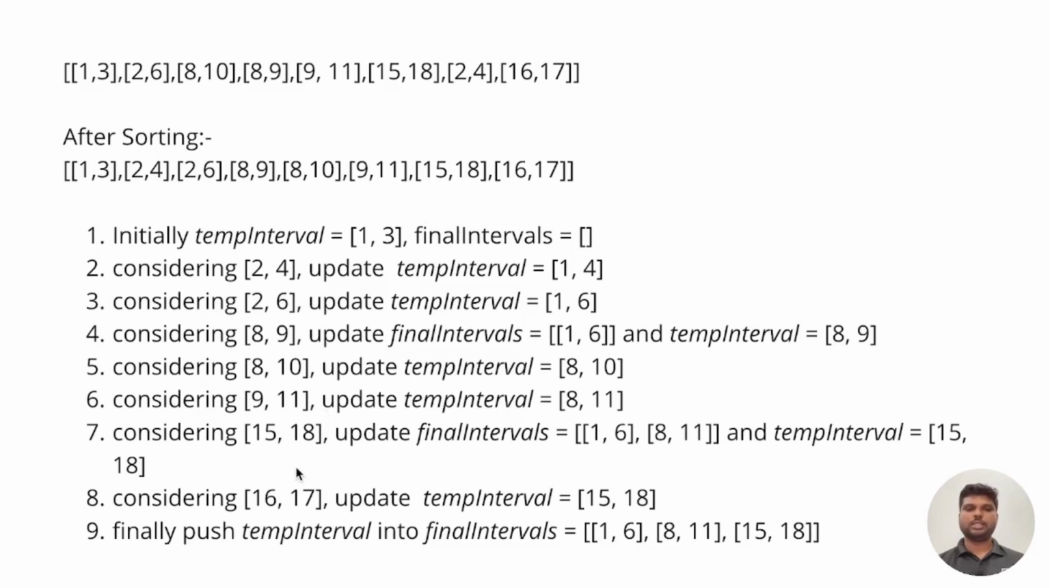Then we consider 16, 17. Again, is it overlapping? The answer is yes, right? So we update the temp interval with 15 and 18. Now as the input array is over, we push the final temp interval into the final intervals, and the final intervals become 1, 6, 8, 11 and 15, 18. And then we will return the final intervals as an output of this function.